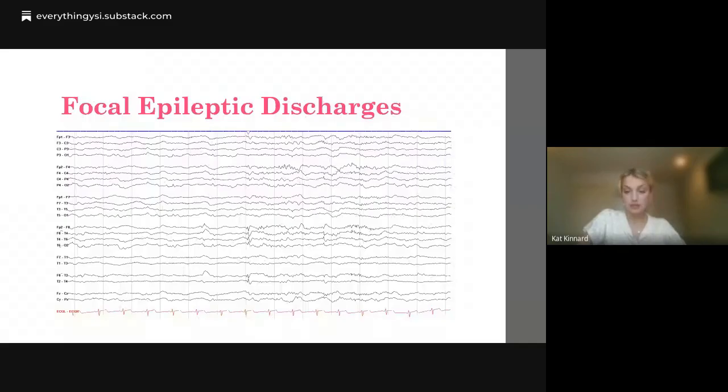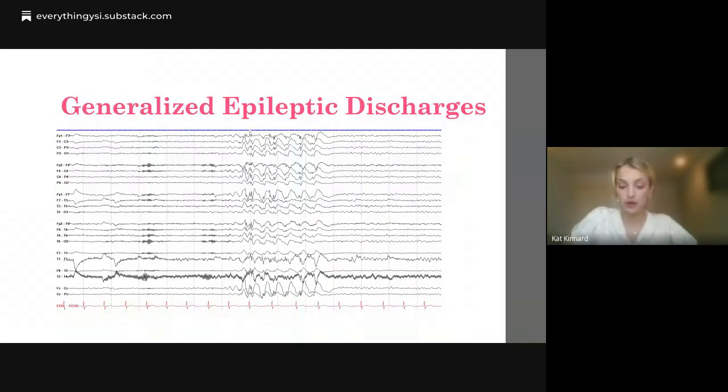Let's compare that prior tracing to this one. If you look, you can see that the discharges aren't confined to one area. The discharges appear over both sides simultaneously, which is characteristic of generalized epileptic discharges. With this, you would not really see those focal symptoms. You would see more of the loss of consciousness and whatnot. But again, this is not a seizure. This is just showing an area of irritability, and that area of irritability is diffuse, it's generalized, it's coming from both parts of the brain.